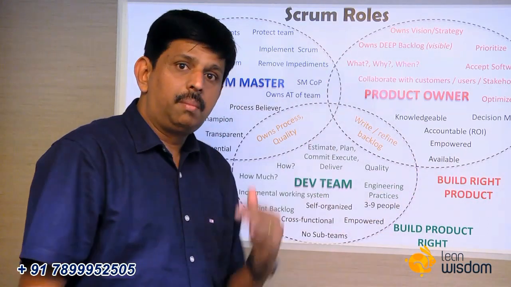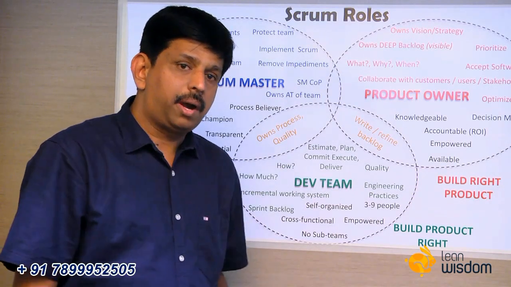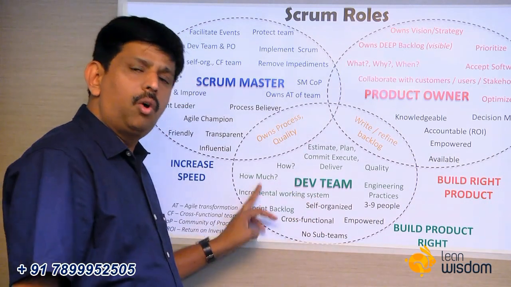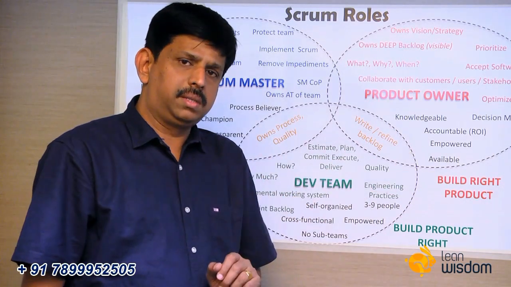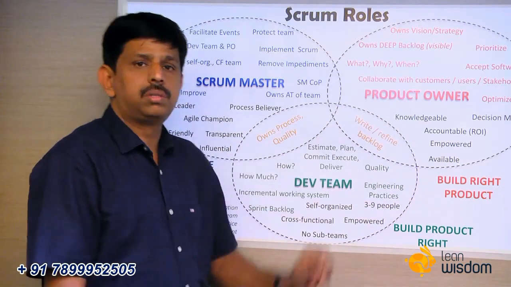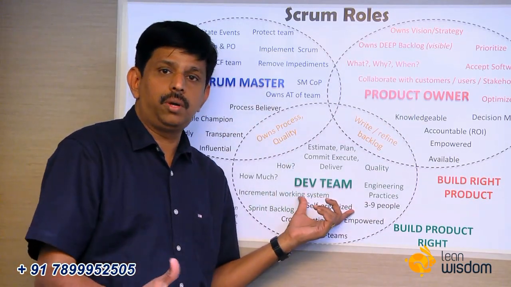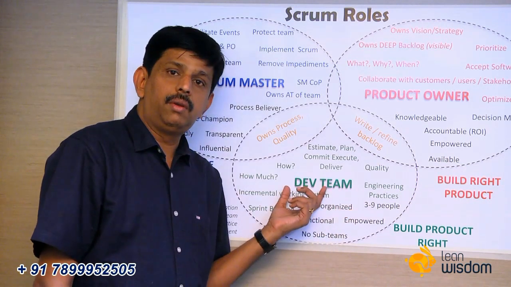Am I having a good multi-layered approach in building a product? That's the responsibility of the development team. That's about how much I can deliver in this release. The product owner wants 1,000 story points. Can we as a team deliver 1,000 story points in the next 3 months? Or can we deliver only 500?